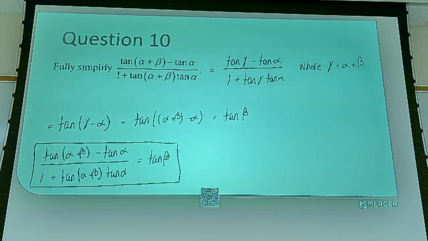And the reason I did that change of variable is you might be tempted to use the sum identity to rewrite tangent of alpha plus beta. Which, yes, you can do, but you're going to have a lot more algebra to get the tangent of beta.